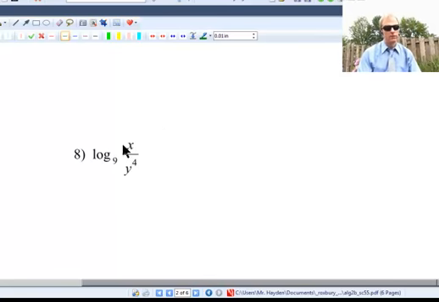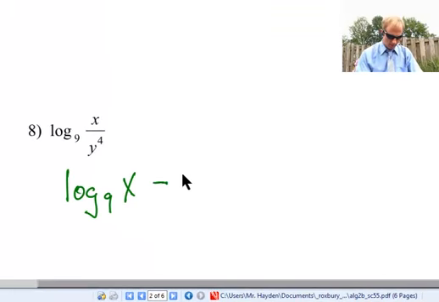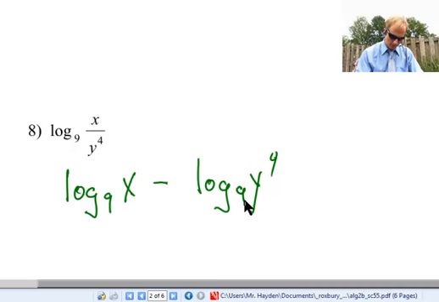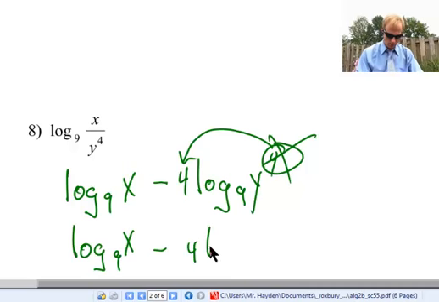The next one, I have a quotient inside as the argument for the log, so that's going to become a difference when I expand the log. So I'm going to have log x base 9 minus log y to the 4th base 9. And then lastly, that 4 is going to come out front and become a multiplier. So my final expression is log x base 9 minus 4 log y base 9.